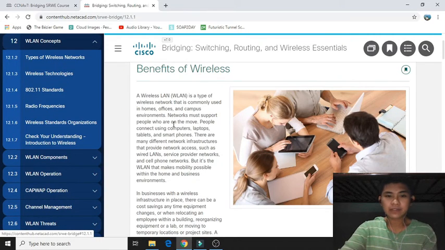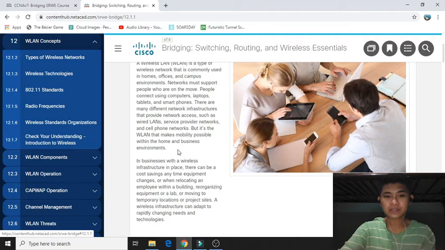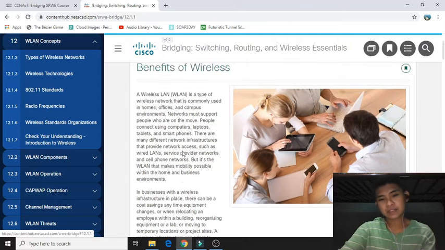A wireless LAN or WLAN is a type of wireless network that is commonly used in homes, offices, and campus environments. Networks must support people who are on the move. People connect using computers, laptops, tablets, and smartphones. There are many different network infrastructures that provide network access, such as wired LANs, service provider networks, and cell phone networks, but it's the WLAN that makes mobility possible within the home and business environments.